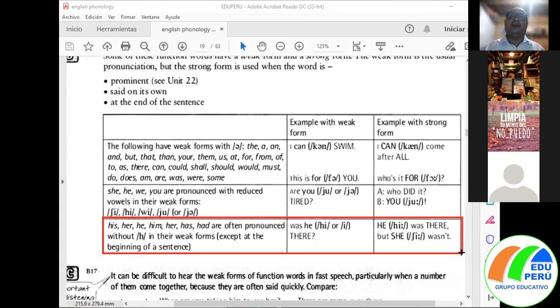So notice these rules related to weak forms. Remember, we apply weak forms to function words. Don't forget about it. Function words are usually pronounced with a weak form, but there are 3 cases where you use the strong form: when they are prominent or emphasized, when they are said on their own or alone, and when they appear at the end of a sentence. Just these 3 cases, you use the strong form. Now, let's continue.